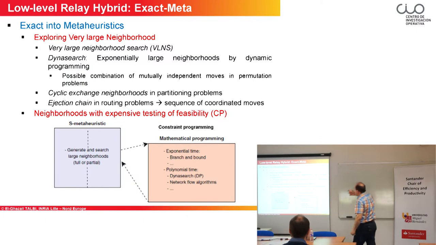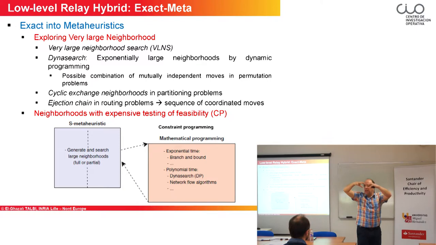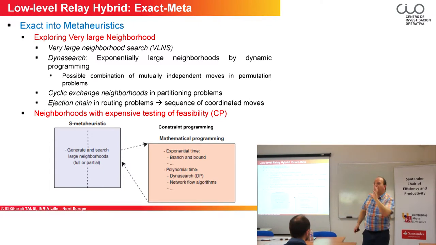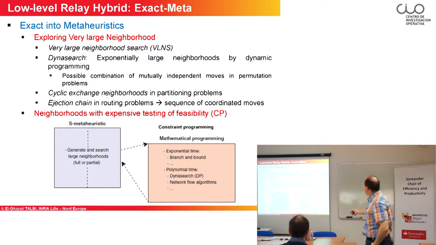So there are a lot of papers and a lot of works, for instance, Dynasearch, cyclic exchange, ejection chain. The idea is to propose large neighborhoods, even exponential neighborhoods, but very efficient to explore. So, for instance, you can use any metaheuristic, local search or simulated annealing or whatever you want. You will define a large neighborhood and you will explore this neighborhood with an exact method. For instance, in Dynasearch, they use dynamic programming to explore this neighborhood. In some algorithms, they use network flow algorithms, or branch and bound. Very nice ideas, but of course, it depends on your problem. The idea is to use this large neighborhood and very efficient exact algorithms to find the best solution in it.